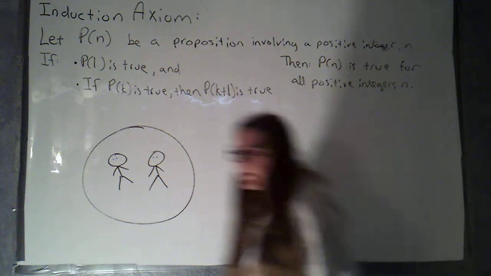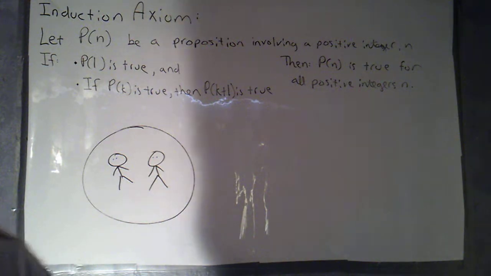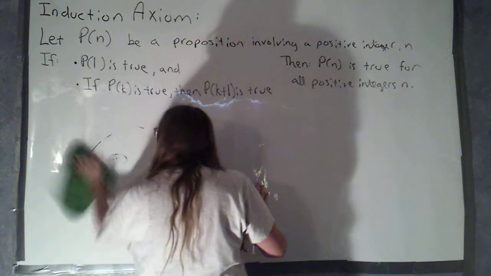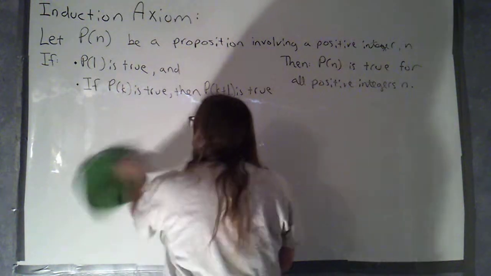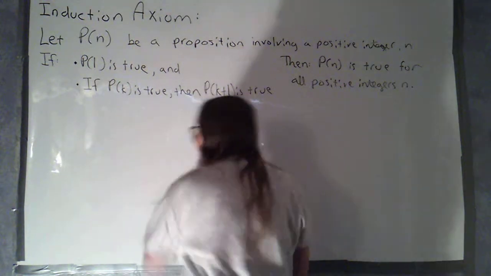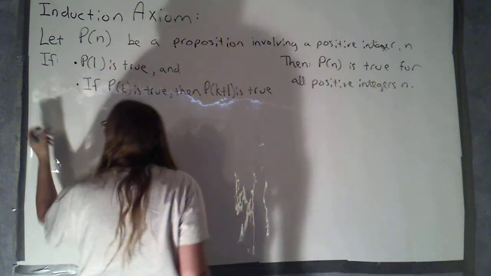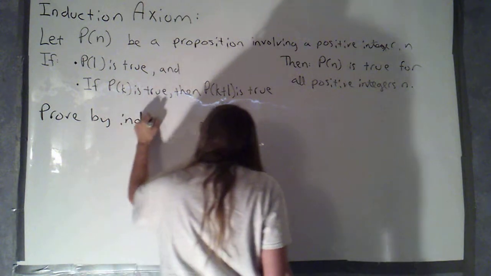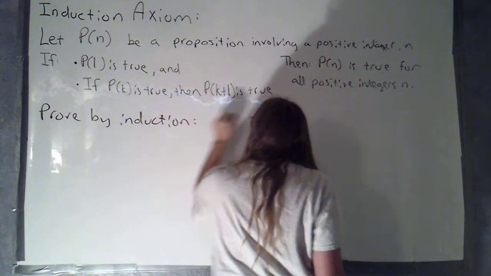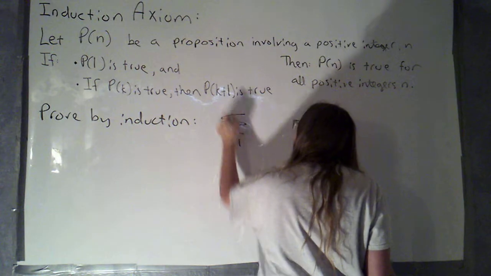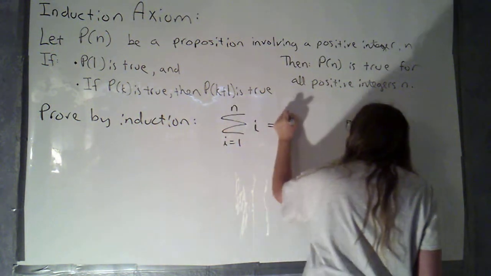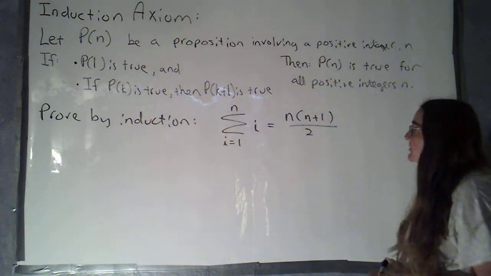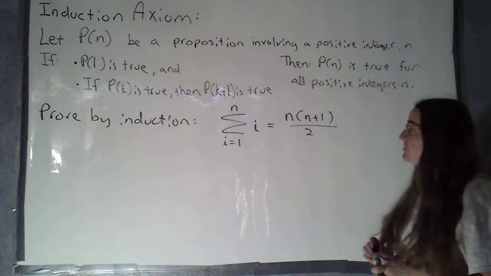All right, so let's try an example that's a little bit more mathy, and we'll see how we can use this induction axiom to actually do a proof by induction. Prove by induction that the sum as i goes from 1 to n of i is equal to n times n plus 1 over 2. So let's just do a quick review of what this notation means.